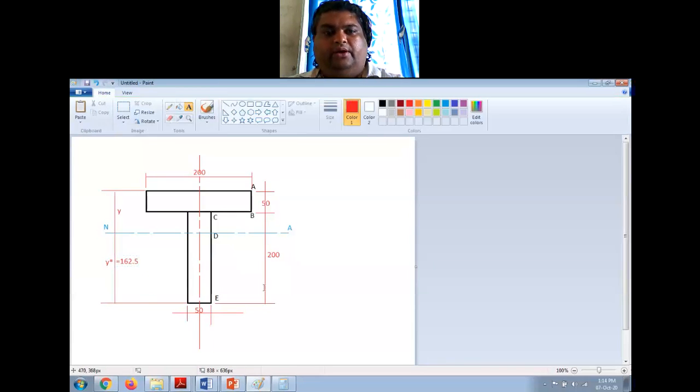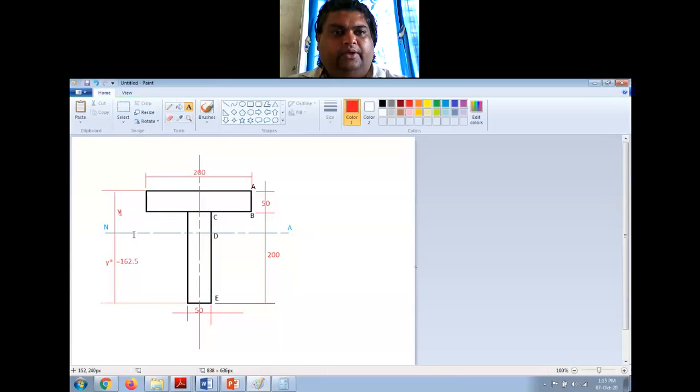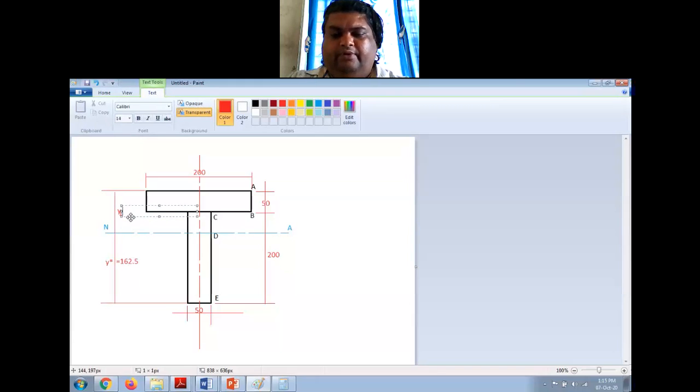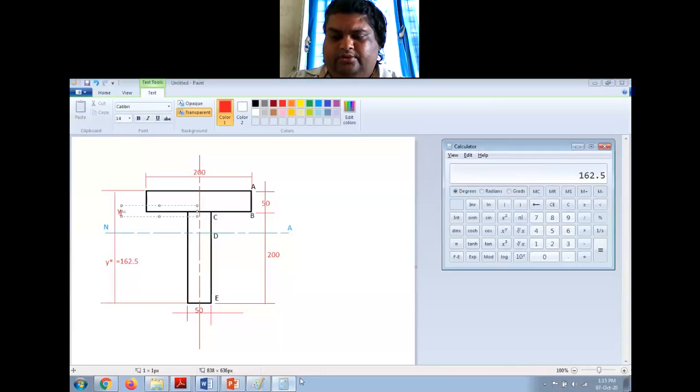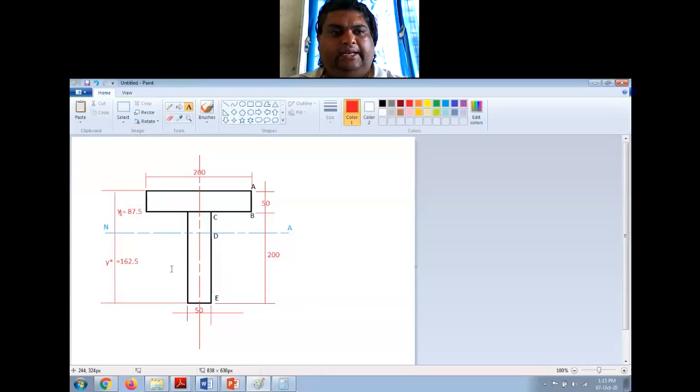Two point five. Now this total length is 200 plus 50, 250. 250 minus y star will be this, I'll call it y1, right? And y1 will be equal to 250 minus 162.5, 87.5. You need this for calculation later.